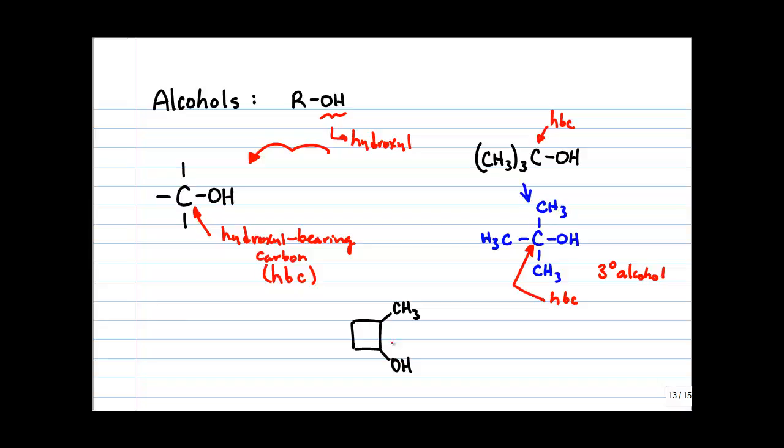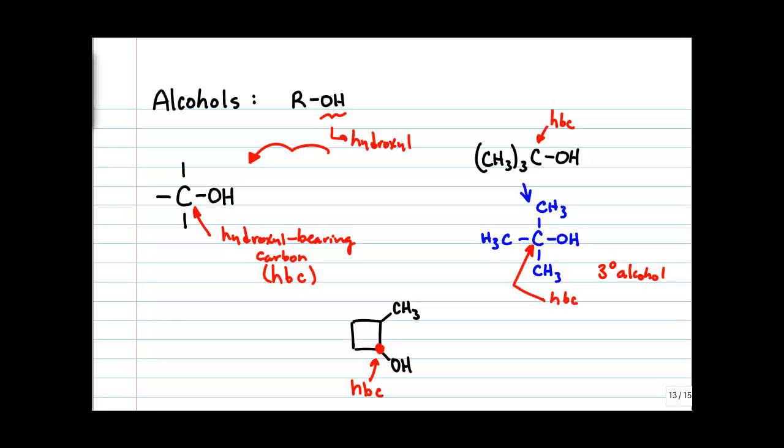Now let's look at this one at the bottom. It's a cyclic structure. I know how much you love those, so let's use those as much as possible. You need to first identify the hydroxyl-bearing carbon. Well, it's a skeletal structure, but you know that I'm putting the red dot there. This is where the HBC is located. Now, you need to determine how many carbons are attached to the hydroxyl-bearing carbon.